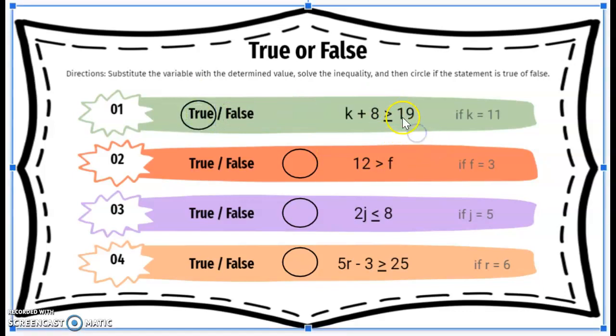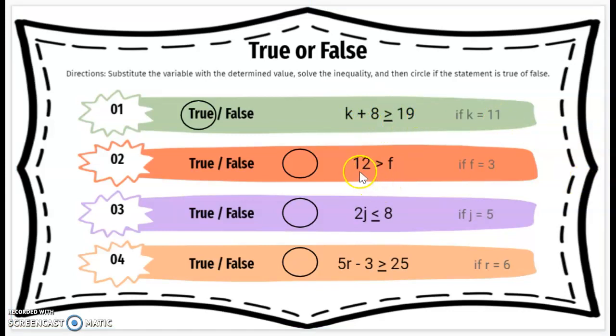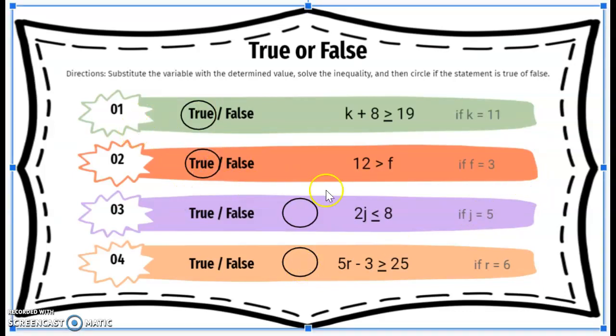If it just said greater than, it would be a false statement. But because it has that line underneath, 8 plus 11 equals 19. 19 is greater than or equal to 19. That's true. All right, so now we have 12 is greater than f. F equals 3. So it would be 12 is greater than 3. We do know that if we look at a number line, 12 is greater than 3. So I'm going to go ahead and circle true.